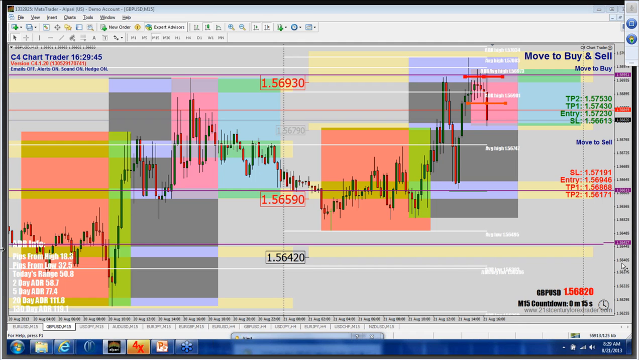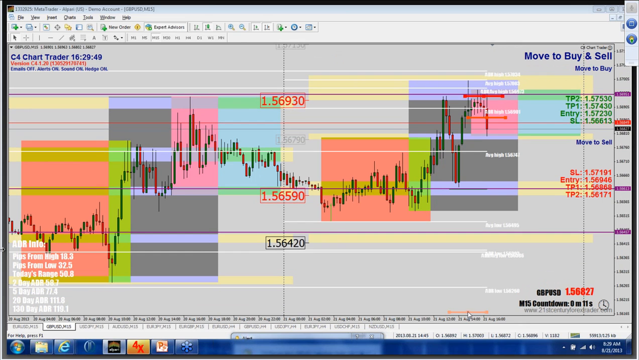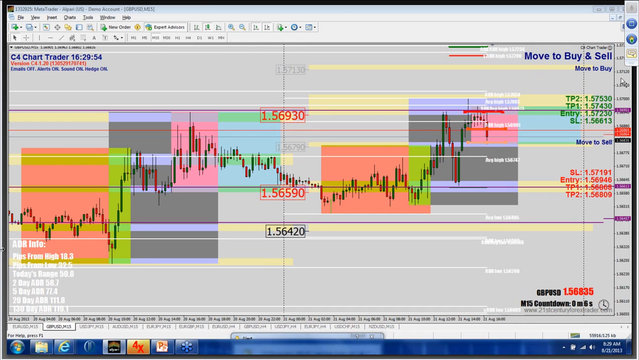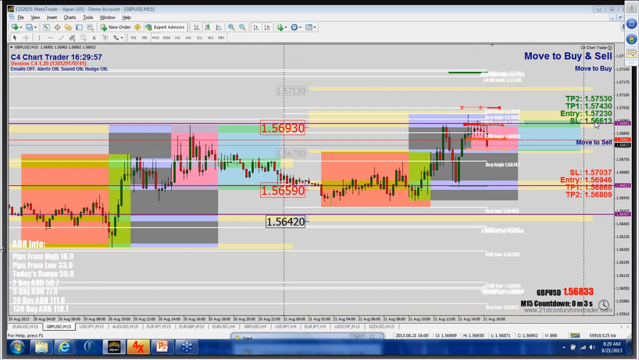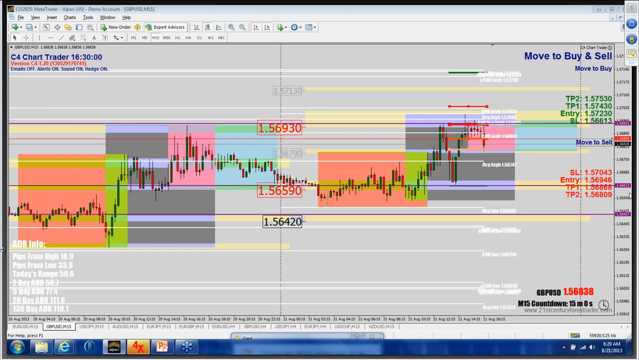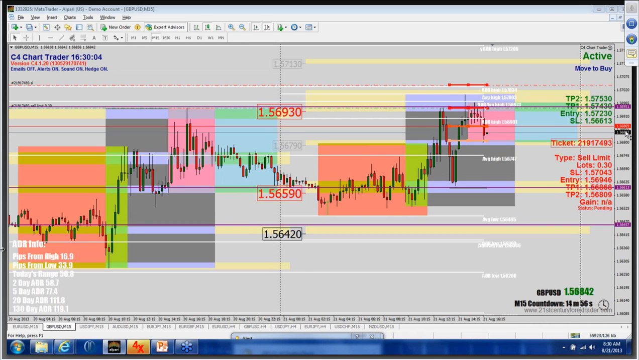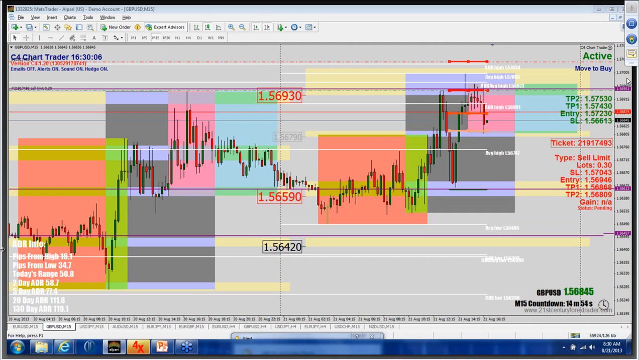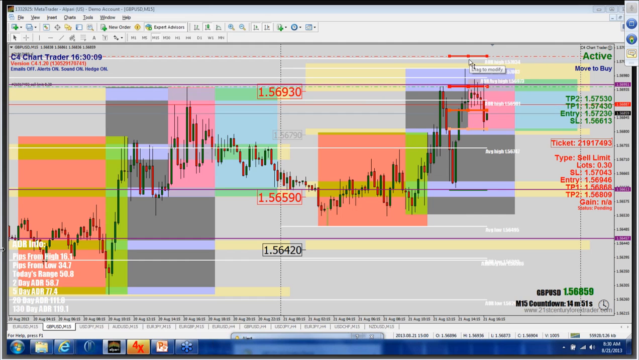So we'll enter it, and if we can get back up there, we'll see if we can grab a few pips off of it. It'd be nice. We'll keep our stop loss pretty darn tight on this. So if we can get there, great. If not, no sweat. We'll just shut it down prior to the news occurring. So we got that trade. We'll put that one on.